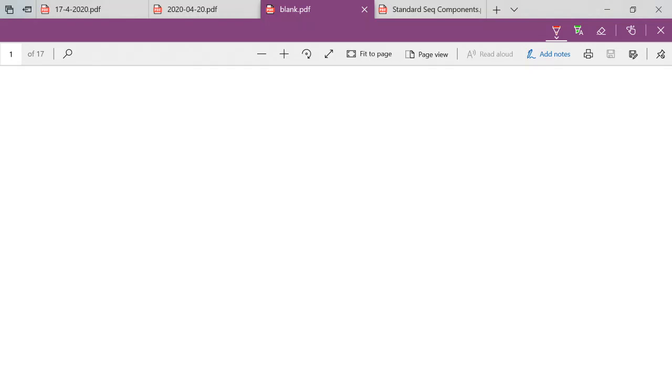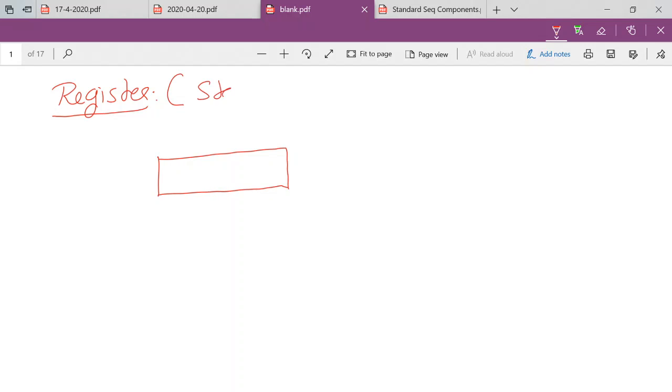Dear students, in this lecture we are going to discuss the standard sequential modules. First of all, we'll discuss the various types of registers and then we'll discuss the counters. So first we will discuss what a register is, then we will discuss what the use of a register is. You can consider a register as a memory cell.